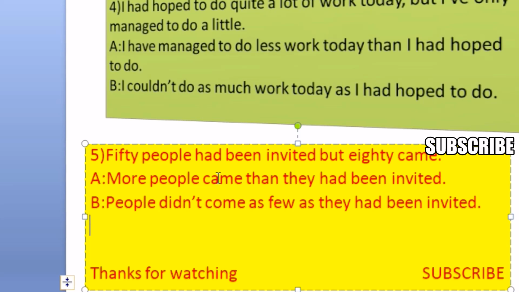Yes, more people came. That is why we have to write down: more people came than they had been invited. Here more comes at the start of the sentence, my dear. More, much, many, more, as I told you already. More is the second form, most is the third form of much, many. So we have to write here: more people came than they had been invited. And option B: people did not come as few as they had been invited.